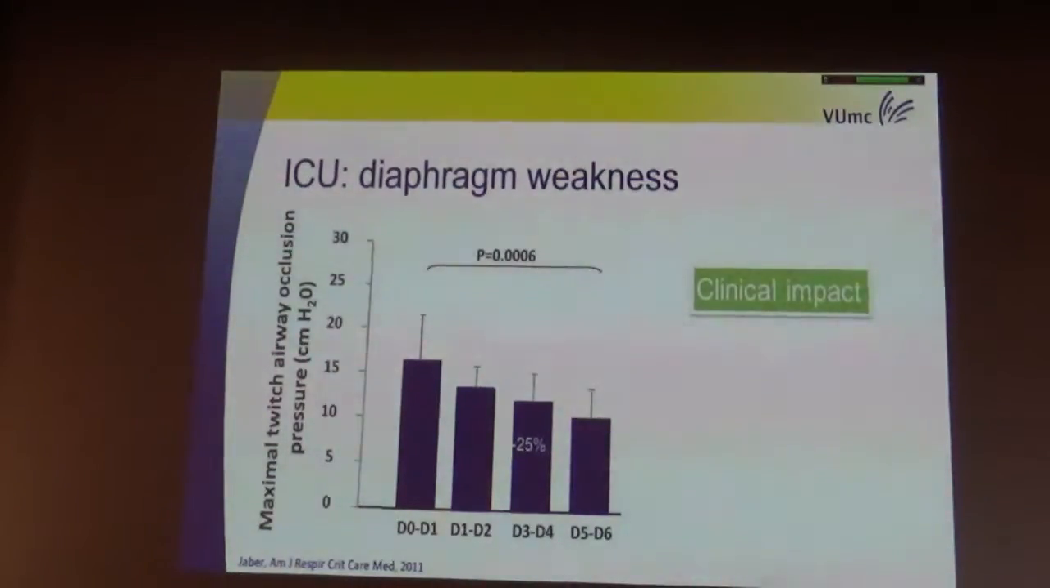Nevertheless, our ICU patients may run into problems, as has been nicely shown by the study by Chabet. After 3-4 days of mechanical ventilation, pressure generating capacity of the diaphragm might be decreased by approximately 25%. And we all know that respiratory muscle weakness is associated with adverse clinical outcome, including prolonged mechanical ventilation, increased risk of ICU readmission, and perhaps even mortality.